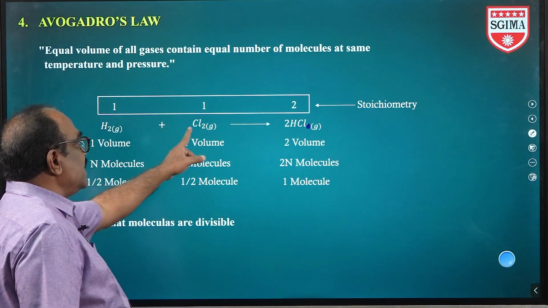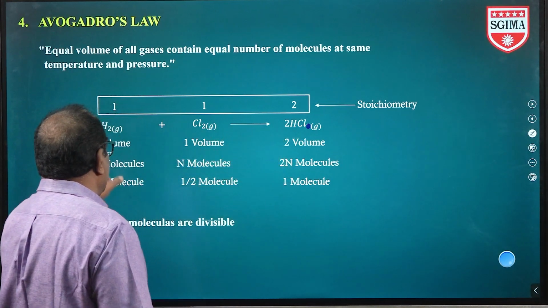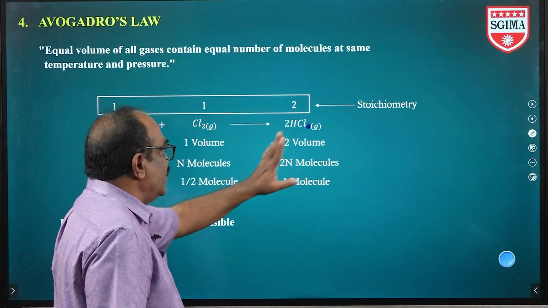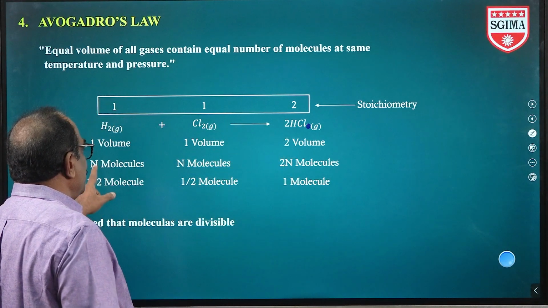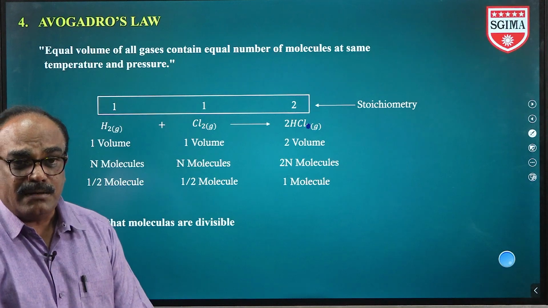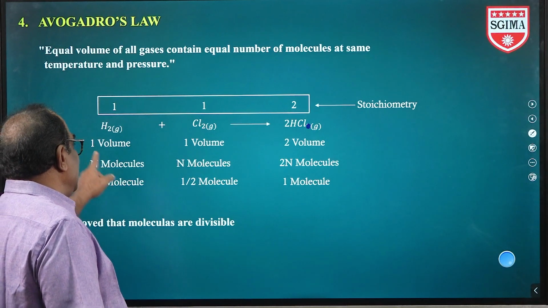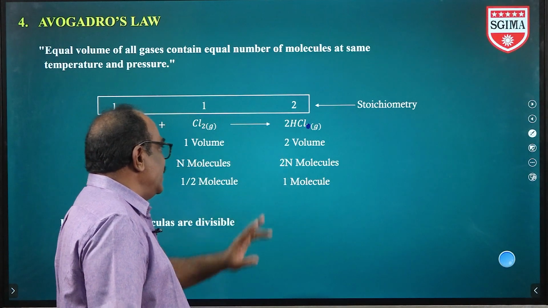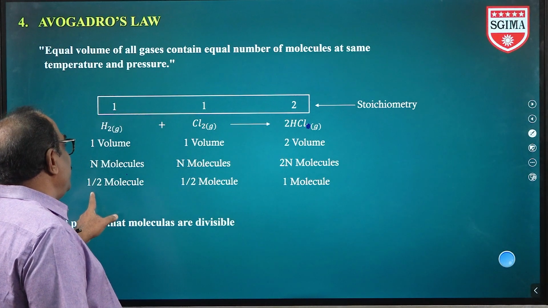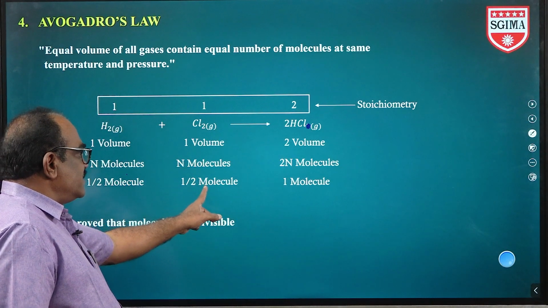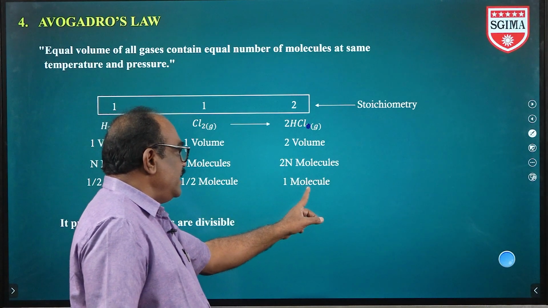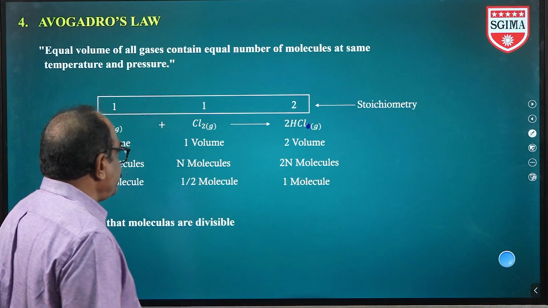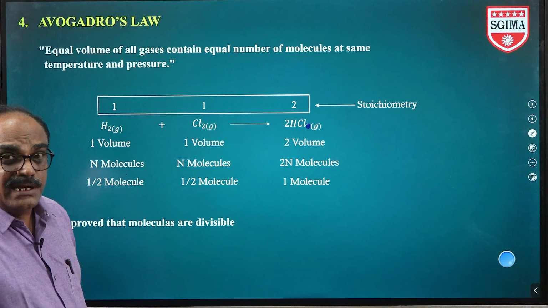Please remember, hydrogen combining with chlorine to produce HCl: 1 volume, 2 volumes will be produced. Suppose 1 volume is containing n molecules, then this will be n molecules, and this will be 2n molecules. Suppose I am taking half molecule, this will be half molecule, and 1 molecule will be produced.